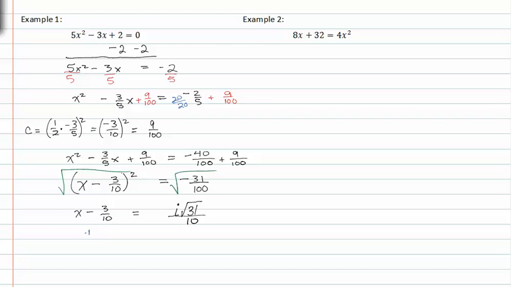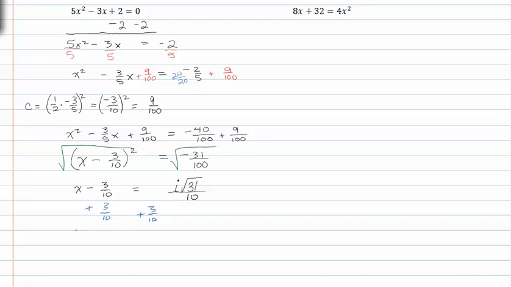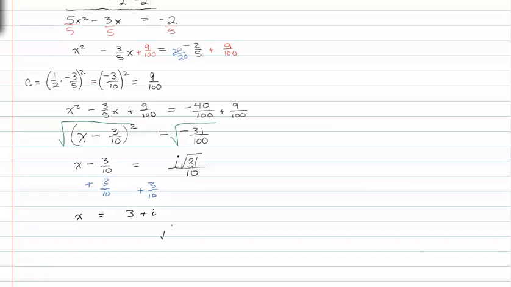Now if we add 3/10 to both sides, we finally get x is equal to 3 plus i root 31 over 10.